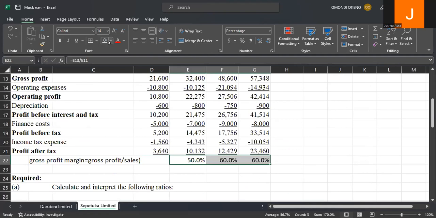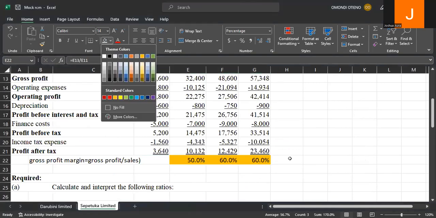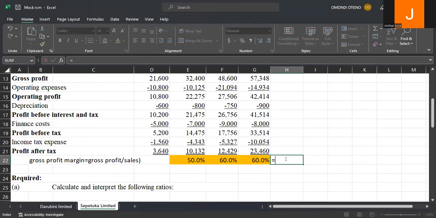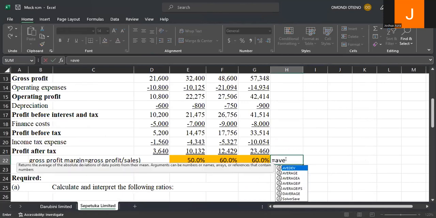Yes. Thank you so much. Now they want us to average that. So please go ahead and average. I hope everybody is able to use the average function.